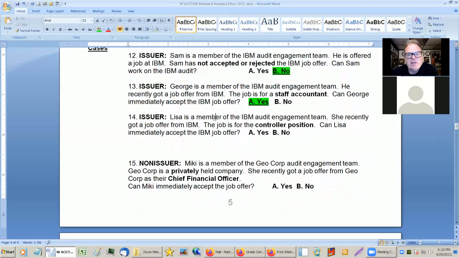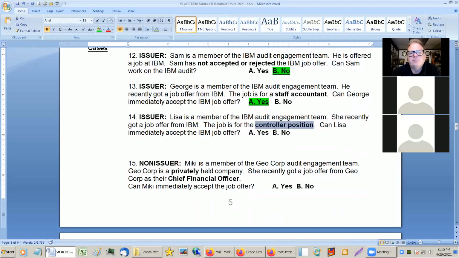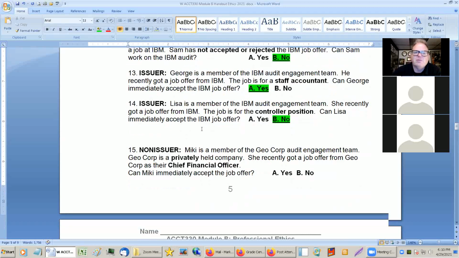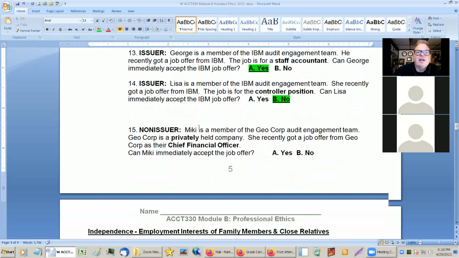Lisa is a member of the IBM audit engagement team. She got a job offer for the controller position. The controller is, of course, the head accounting person in the company. Can she accept it? No. It's a little bit of a misnomer there, because IBM couldn't offer it to her. She can't take the position until she's off the engagement for an entire cycle, whenever that is. Again, they could give someone a non-key position job until then. Okay, non-issuer.